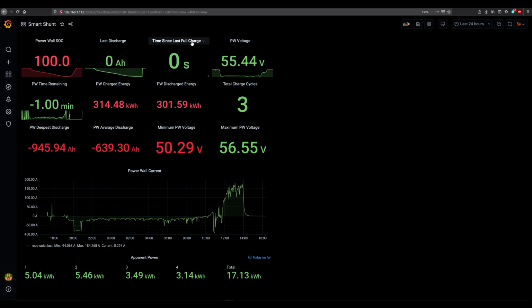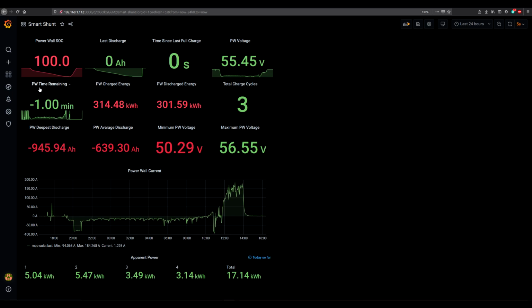Time since the last full charge, that's 0 seconds. That normally shows days, hours, minutes, and seconds. Next to that, of course, is the power wall voltage, which is at 55.45. I'm still playing with these settings. Probably going to go a little bit higher than this, but I'm leaving it at this right now. Time remaining shows -1 minute.